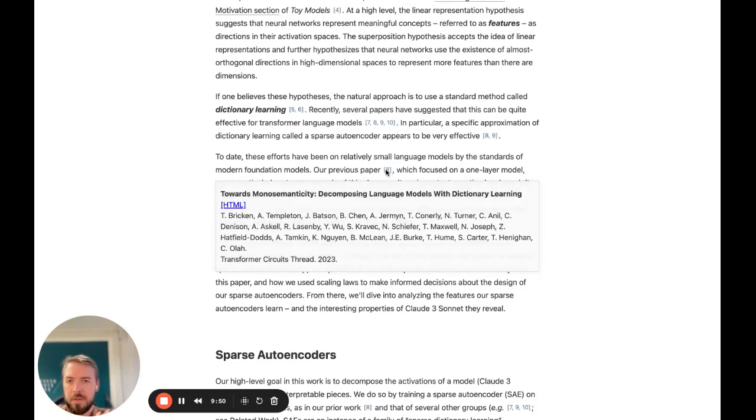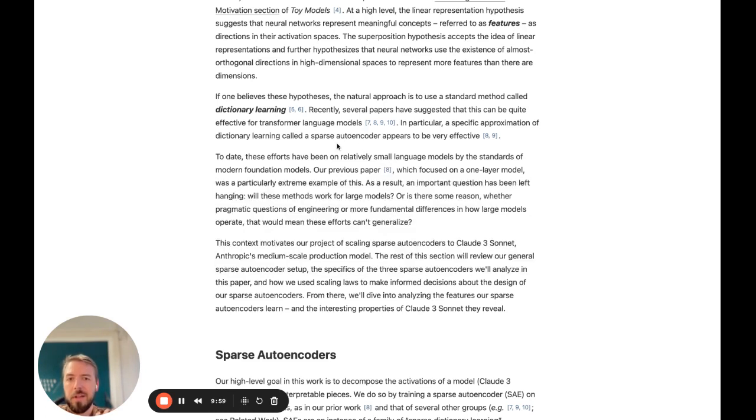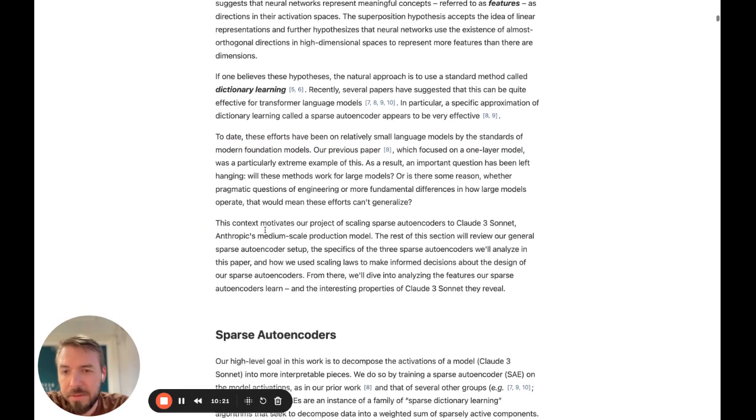Our previous paper, which focused, so there was like a Slate Star Codex article about this, and it became pretty popular on Hacker News, pretty cool, interesting work. A previous paper which focused on a one-layer model was a particularly interesting example of this. As a result, an important question has been hanging. Will these methods work for large models? Or is there some reason, whether pragmatic questions of engineering or more fundamental differences in how large models operate, that will mean these efforts can't generalize?